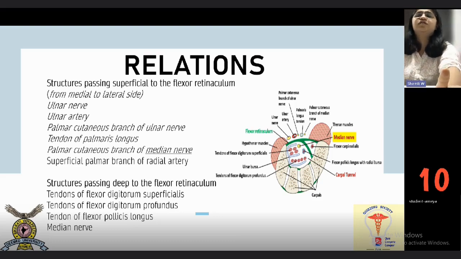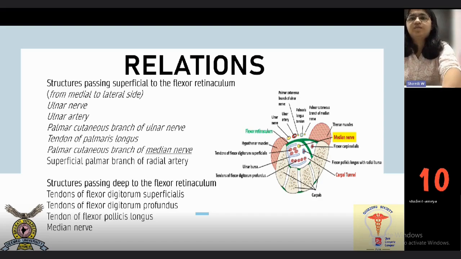We will see the relations and the contents of the carpal tunnel. The structures passing superficial to the flexor retinaculum from medial to lateral are as follows: ulnar nerve, ulnar artery, palmar cutaneous branch of ulnar nerve. This branch specifically supplies the sensory part, so it has no motor role. Then the tendon of palmaris longus, palmar cutaneous branch of median nerve, and superficial palmar branch of radial artery.